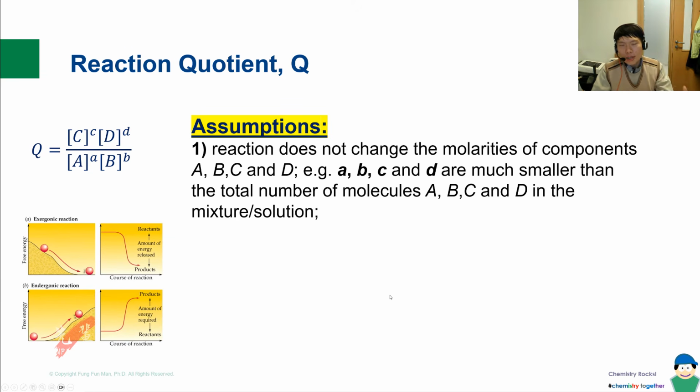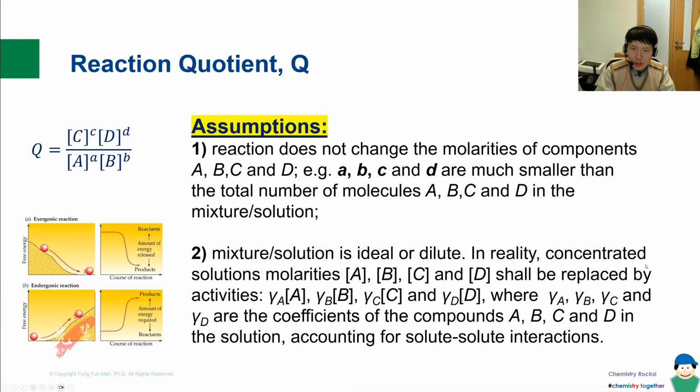Basically, you need the volume to be the same. Remember, molarity is moles per dm cubed. If the volume keeps on changing, then of course the concentration will change a lot. And the mixture or solution is ideal or dilute. But these are assumptions, just like the ideal gas law. We assume it, but in reality, it doesn't happen.